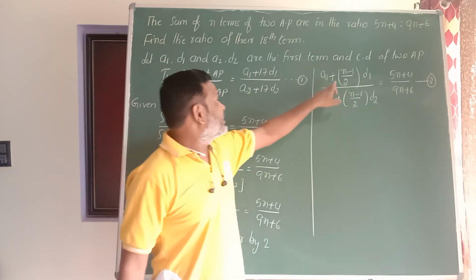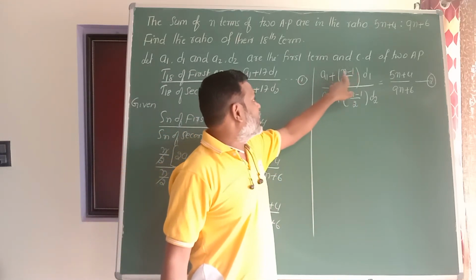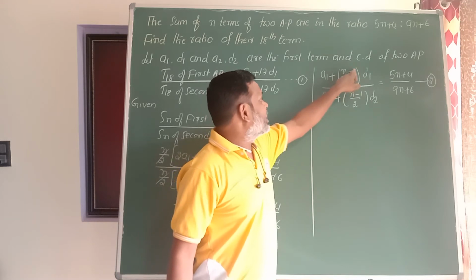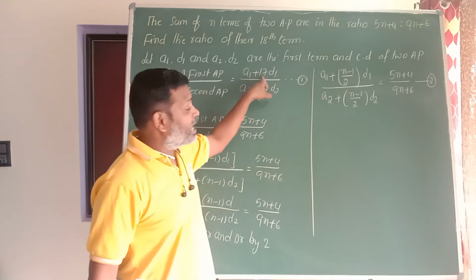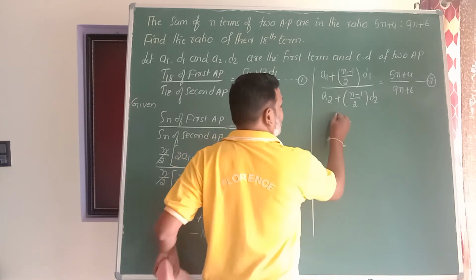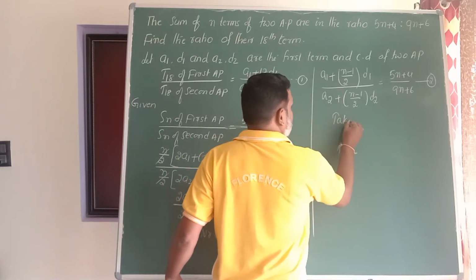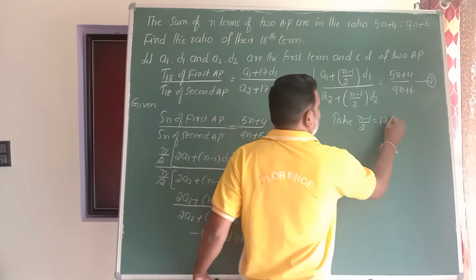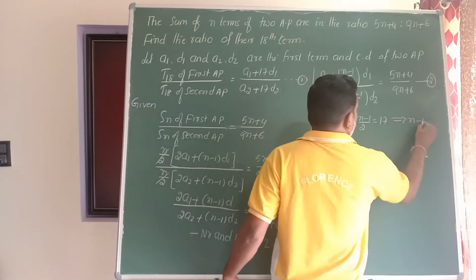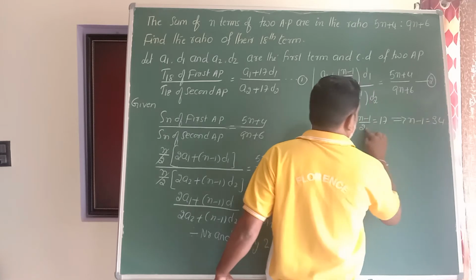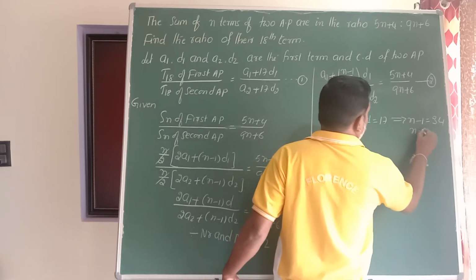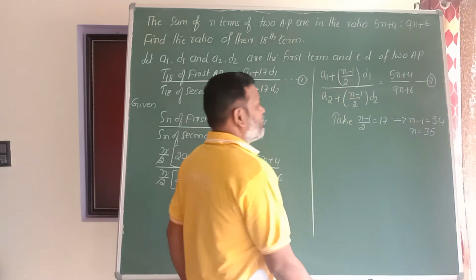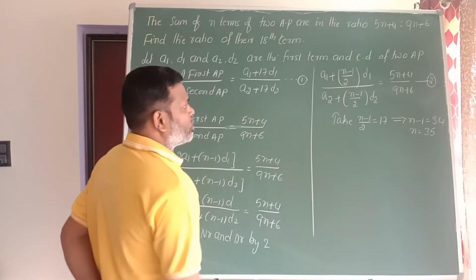But instead of (n minus 1)/2, we have 17. Therefore, take (n minus 1)/2 is equal to 17. That implies n minus 1 is equal to 34, so n is equal to 35. In place of n, we can put n is equal to 35.